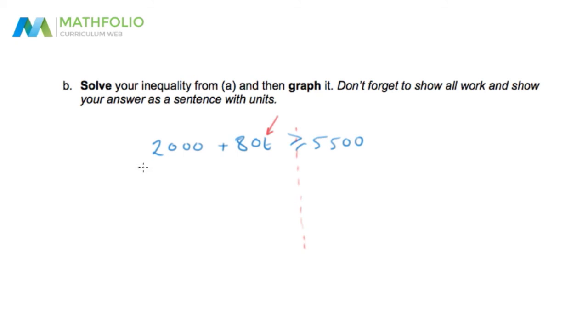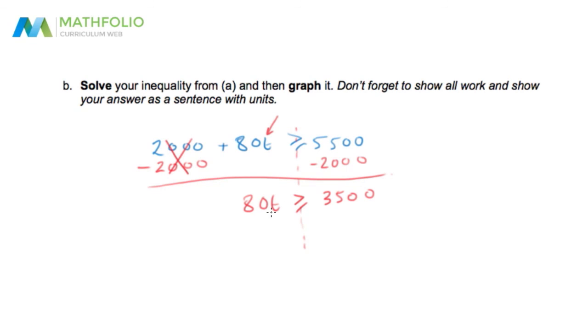So I'm going to undo this by subtracting the 2,000. Do the same to the other side. So now that's going to give me over here 3,500. We didn't divide or multiply by negative, so I'm going to keep the same inequality. These cancel. I'm left with 80t. So now what's happening to the t? It's being multiplied by 80. So I'm going to undo that. Divide by 80. Divide by 80.